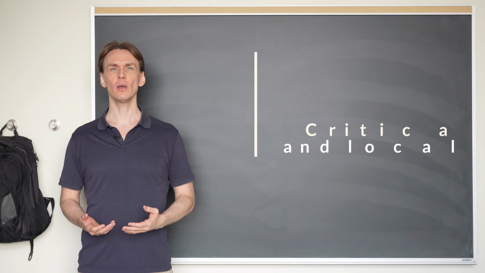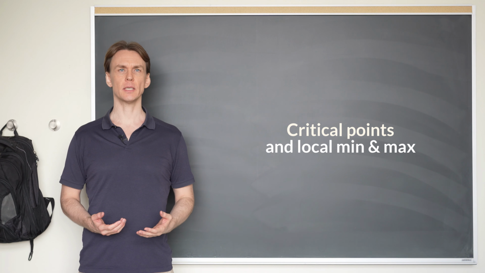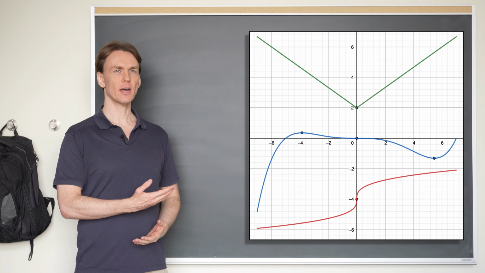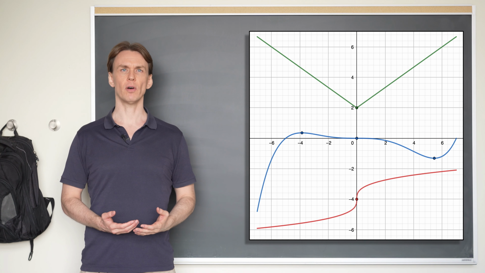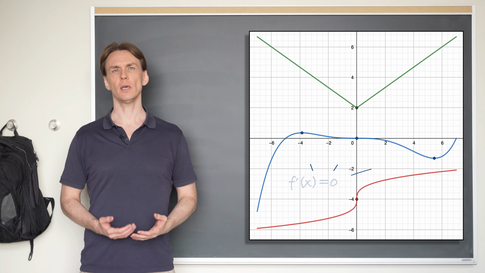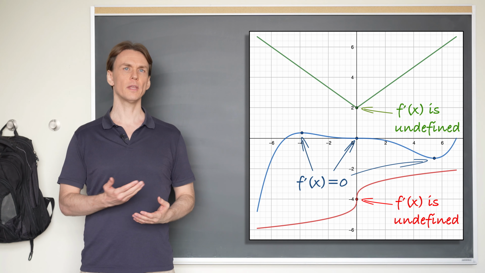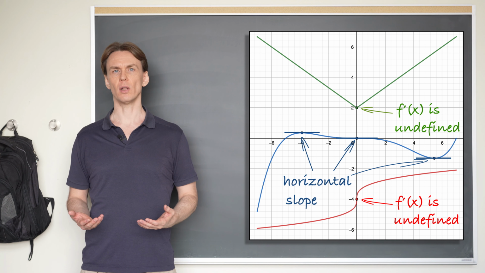In this video, we will discuss critical points and local minima and maxima of a function. Now, if we are given some function f(x), a critical point just means that the derivative of our function at this point is either equal to 0 or it's undefined. When the derivative is equal to 0, the tangent line is horizontal.